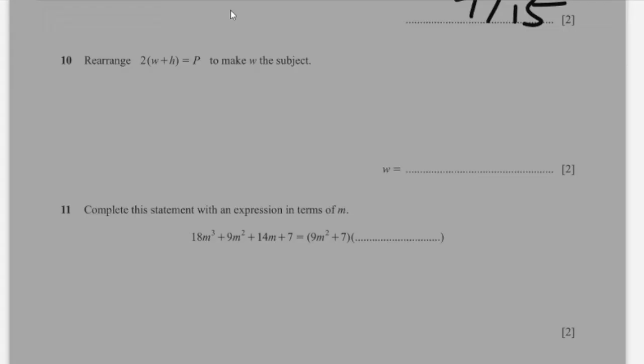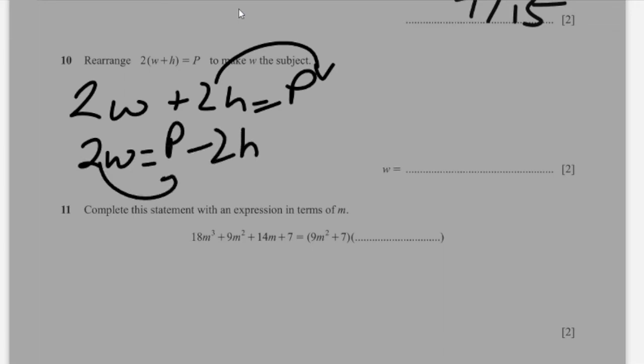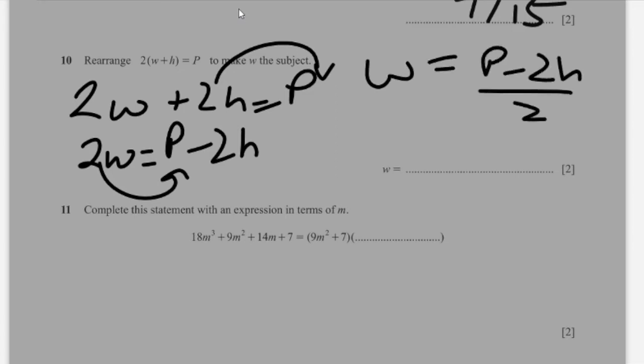Question number 10. Rearrange 2 times W plus H is equal to P to make W the subject of the formula. So I'm opening the bracket over here. So we have 2W plus 2H is equal to P. Now I shift 2H over here, which then becomes 2W is equal to P minus 2H. And then I'll shift 2 on the right hand side, which would give us W is equal to P minus 2H divided by 2.